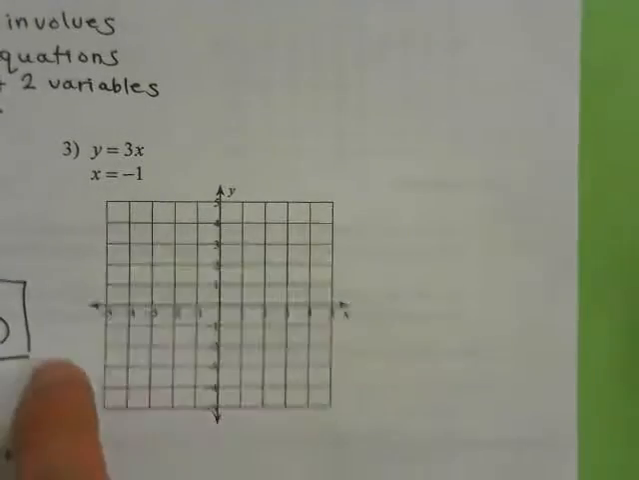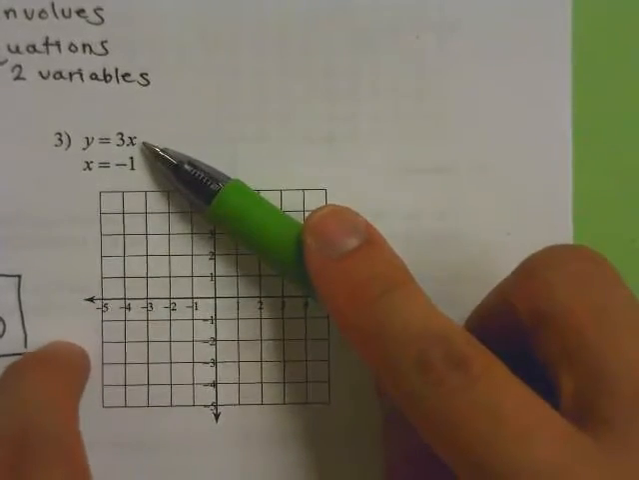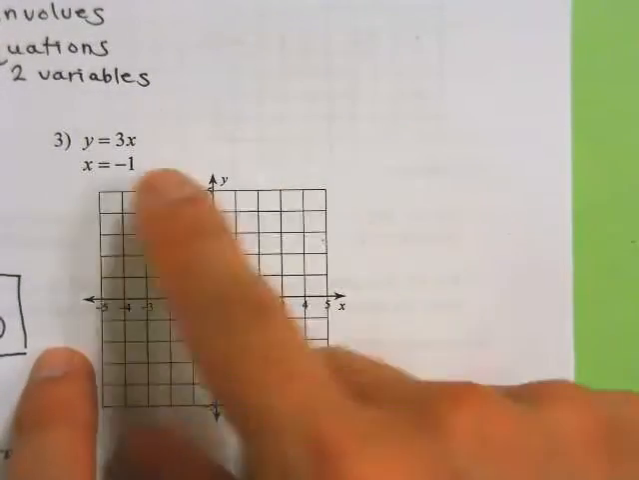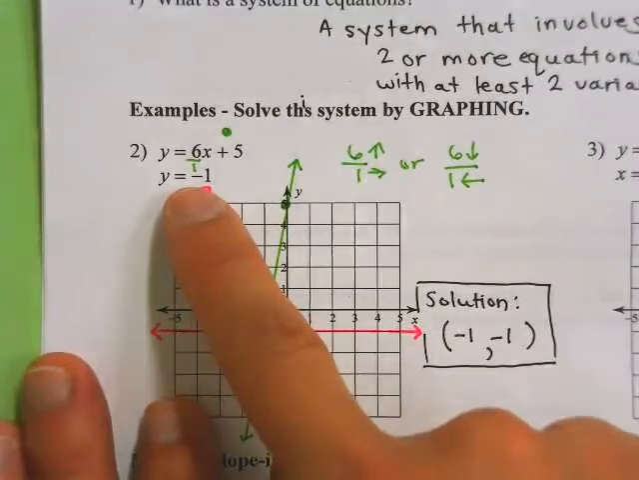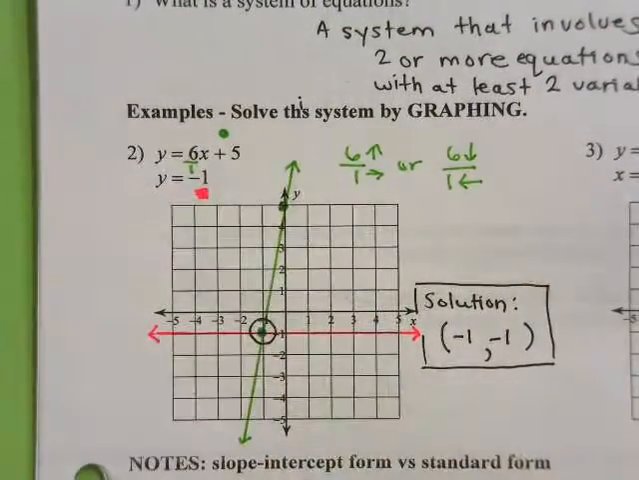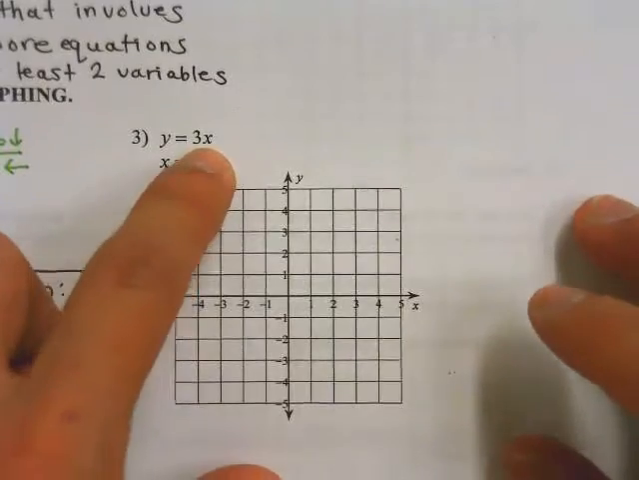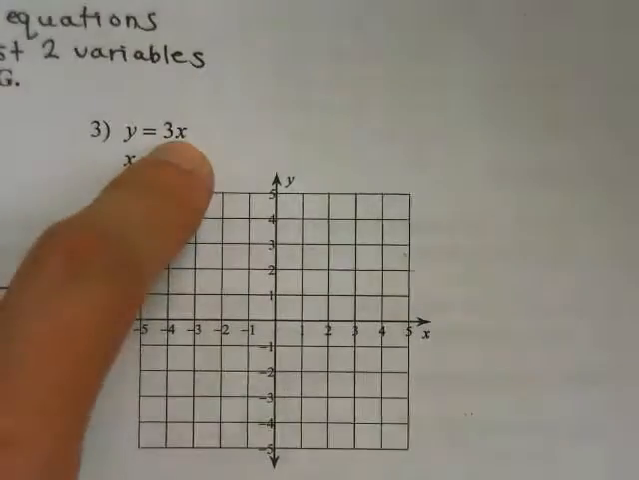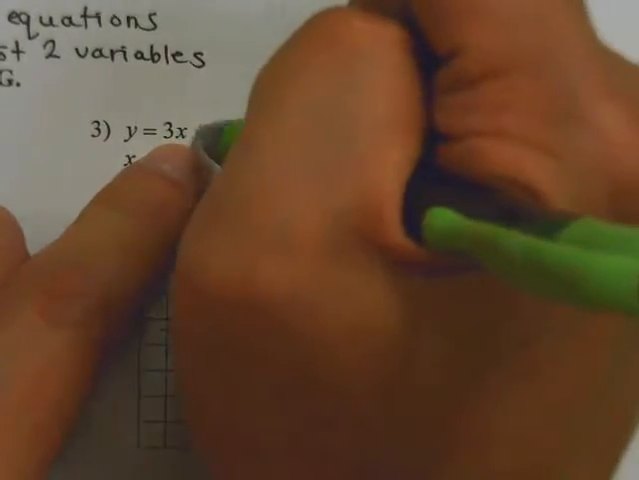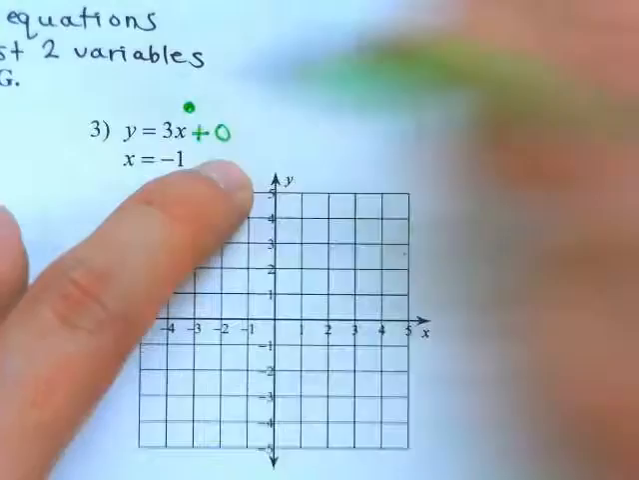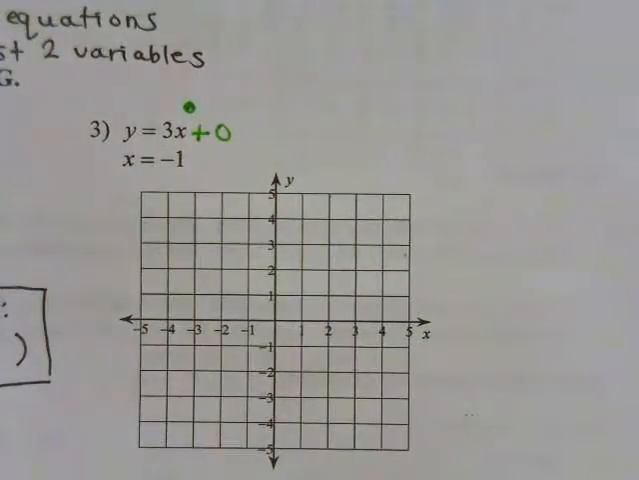Okay. I want to emphasize on number 3, and I've also written it down in your homeworks as well, that this is not a horizontal line. It has an x over here. When we go back to number 2, this is a horizontal line because it's just a number. So for this part over here, there needs to be a y-intercept. If we don't see a y-intercept, we can put a plus what, you guys? Plus 0.